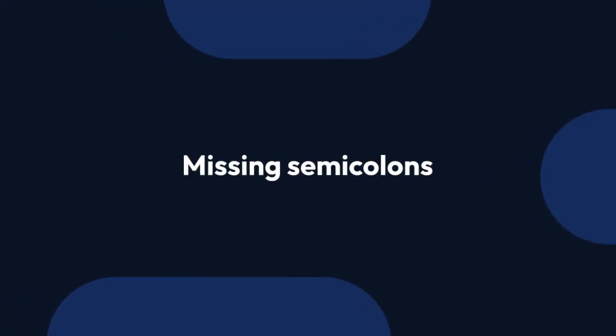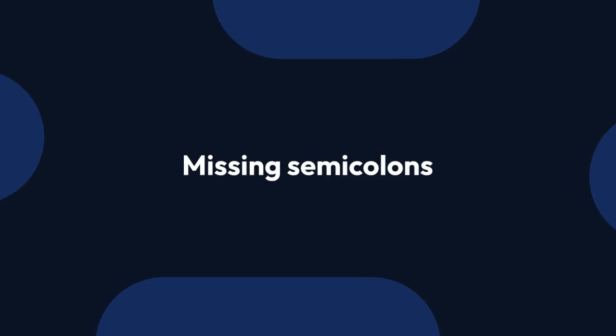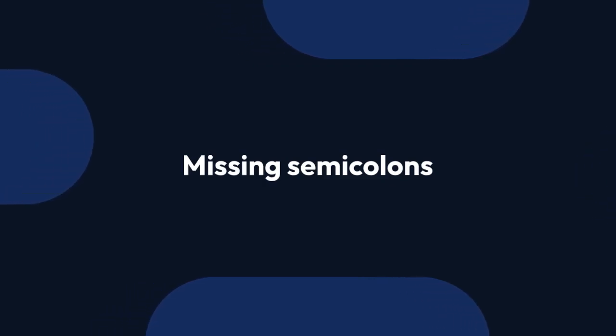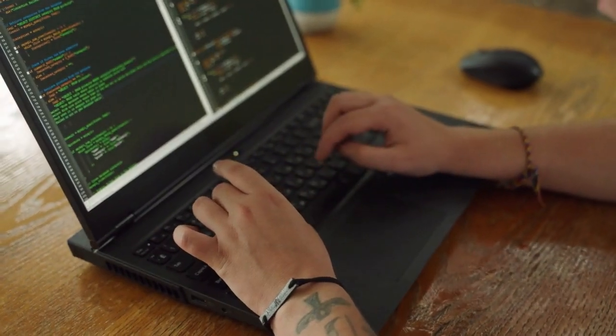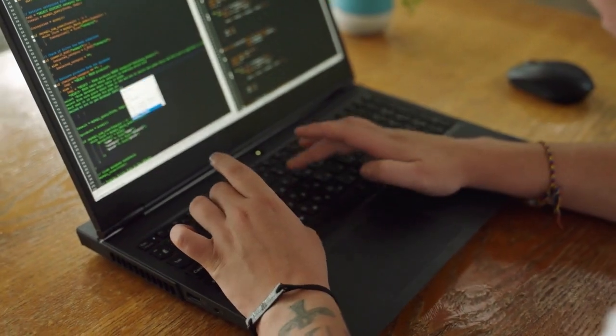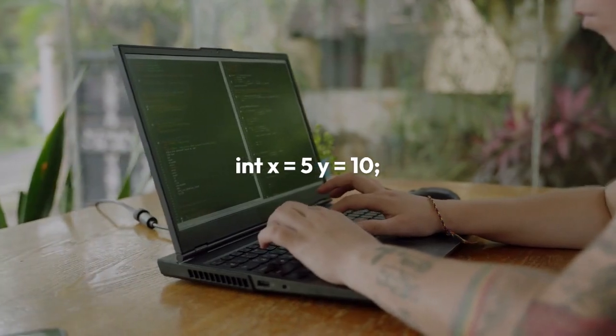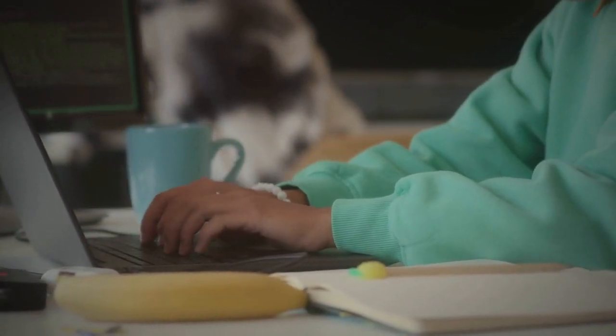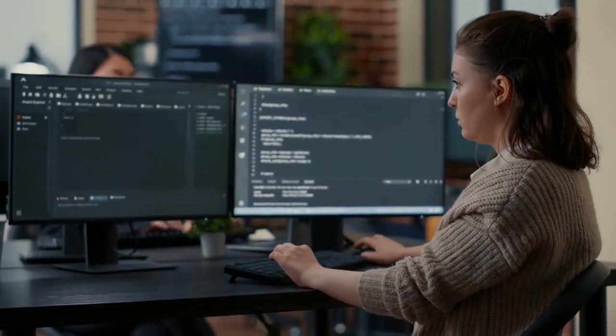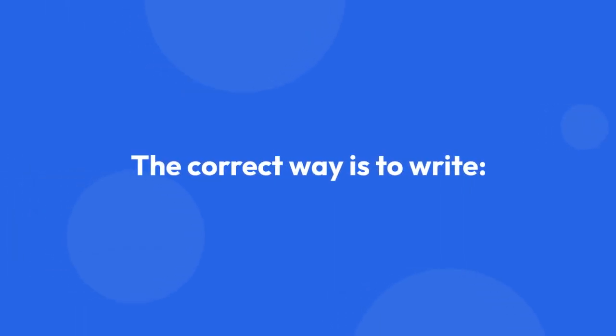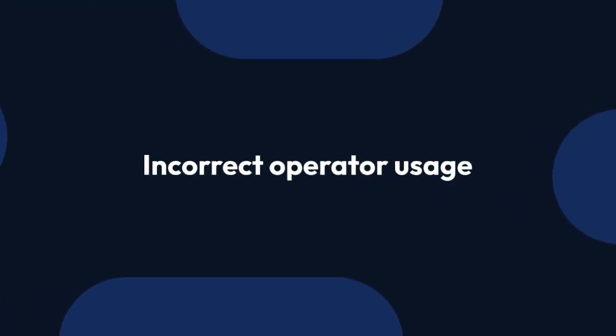1. Missing semicolons. The most frequent cause is a missing semicolon at the end of a statement. The compiler might then try to interpret the following code as part of the previous statement, leading to an unexpected token. For example, if you write int x = 5 y = 10, the compiler will complain about an unexpected y because it's expecting a semicolon after int x = 5. The correct way is to write int x = 5; int y = 10; or declare them on separate lines.